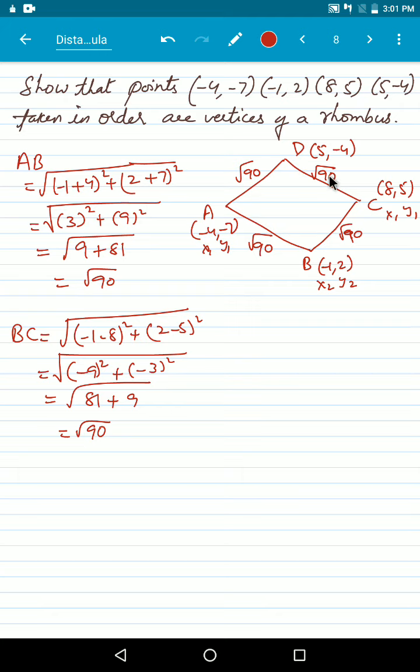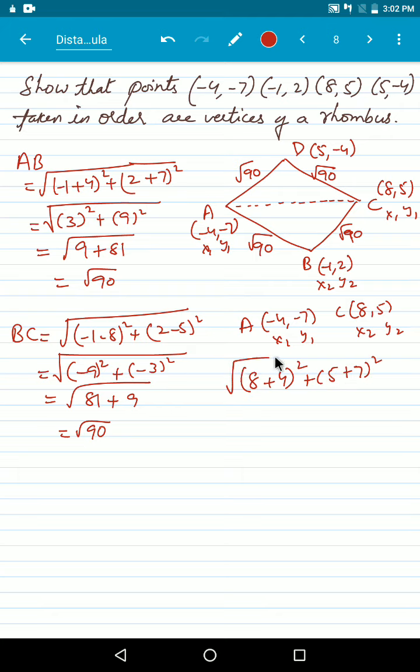All right. Now let us find AC. A is -4, -7. C is 8, 5. x1, y1, x2, y2. x2 minus x1, 8 minus of -4, plus 4. 5 minus of minus.